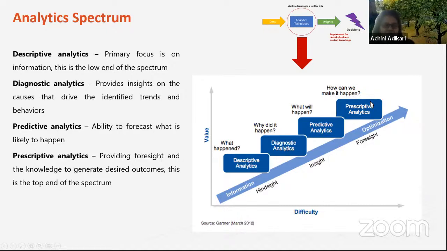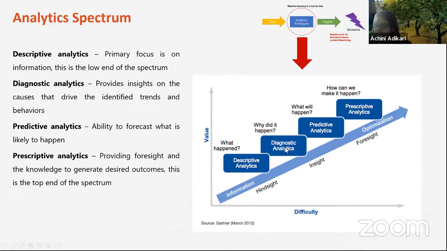Let me take an example, right? Say we are going to a doctor, and in this stage, the doctor will ask, what are your symptoms? What happened? So we focus more on information at this stage. Once we have all the information, we can make a diagnosis, and we call it diagnostic analytics. Why did it happen? We provide insight on the causes, why that happened, and what were the reasons for these events.